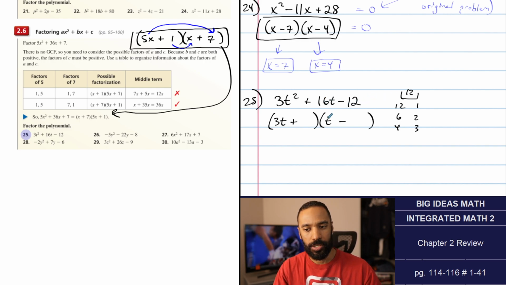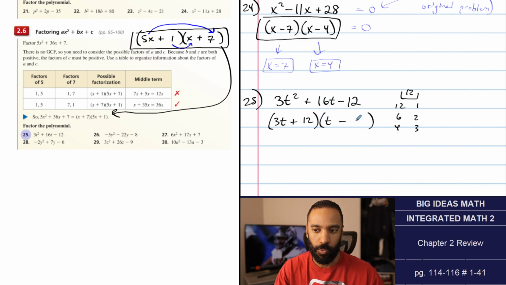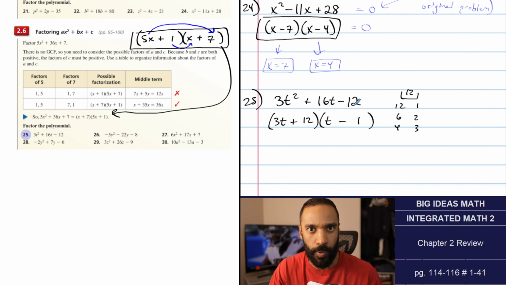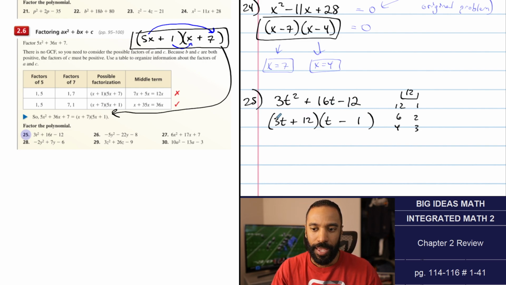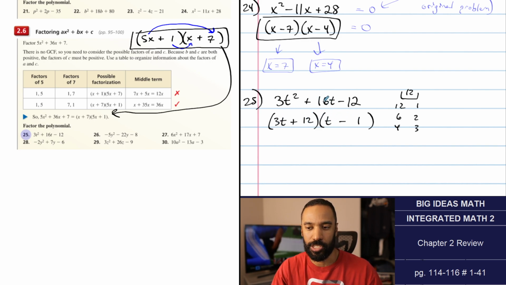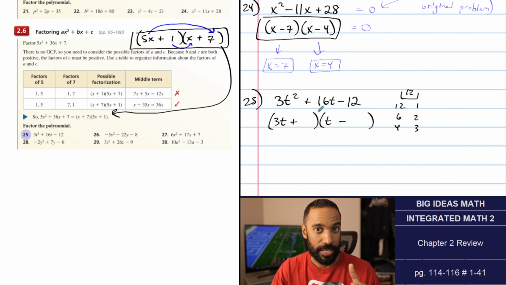So what you're doing is you're testing by saying, let's plug 12 and 1 into here. I'm going to give all the reasons why these would never have worked before. But I'm going to try and put 12 and 1 here, because those are factors of negative 12. And I'll get negative 3 plus 12. Again, that's negative 3t plus 12t. But negative 3 plus 12 is 9. 9 is not 16. Those are not the numbers. At least that's not the order.